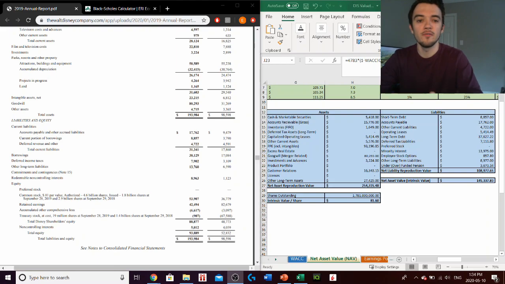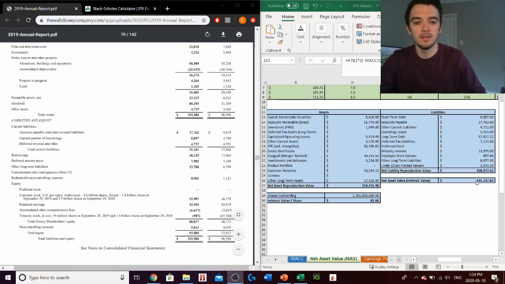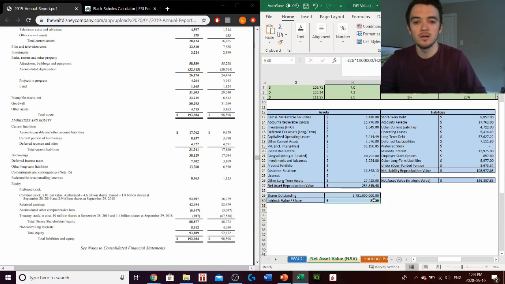So now that we have all the values inputted, we're able to find the intrinsic value per share of Disney, which is $81.60. And the reason why that's so much lower than what the stock is trading at is because they have very strong earnings power. And that's something I'm going to be going over in the next video. So that ends it for this video.